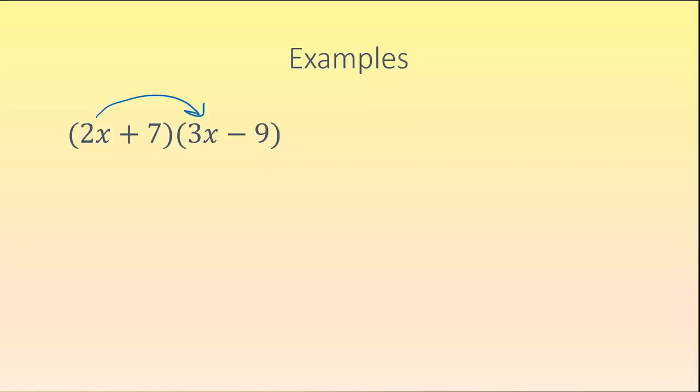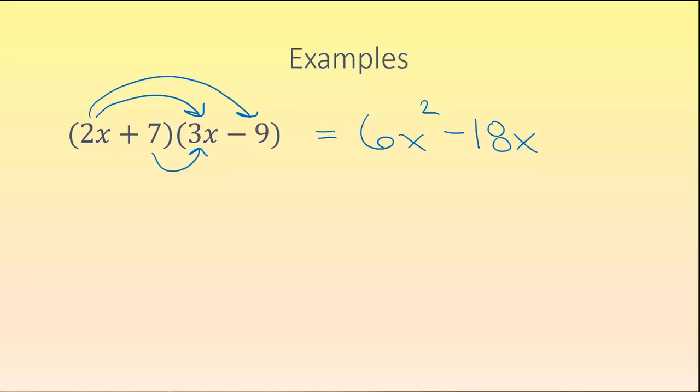First, 2x times 3x. That gives me 6x squared. Second, 2x times negative 9. That gives me negative 18x. Third, I like to move to the bottom for my arrows. 7 times 3x gives me plus 21x. And finally, the last numbers, 7 times negative 9 gives me negative 63.